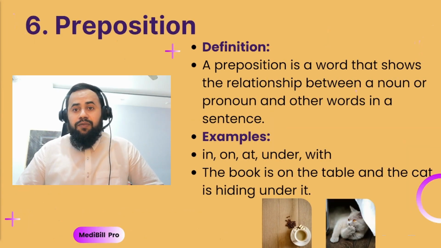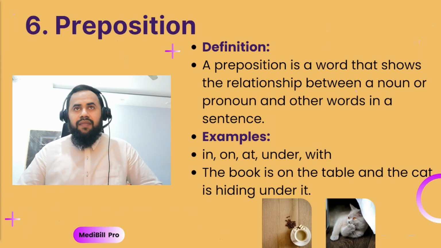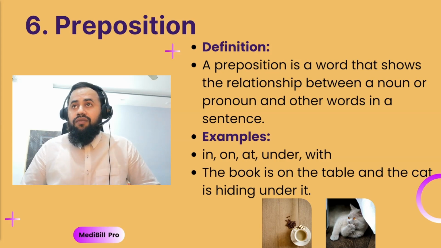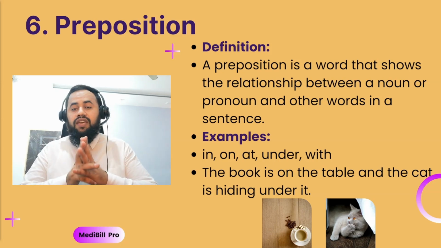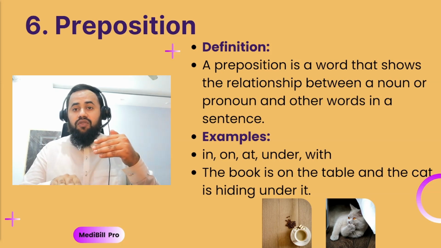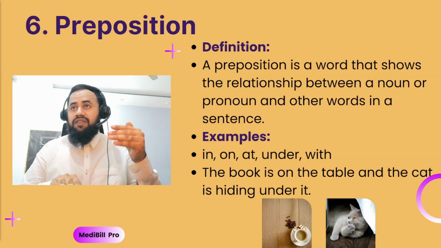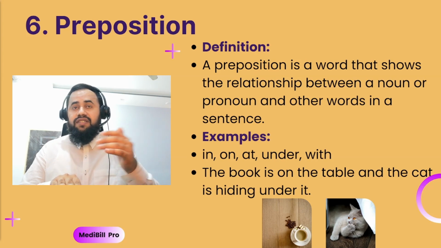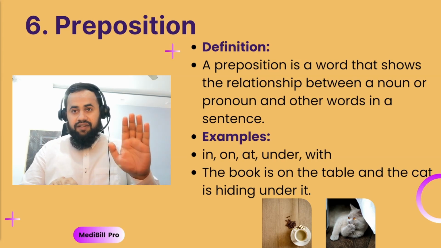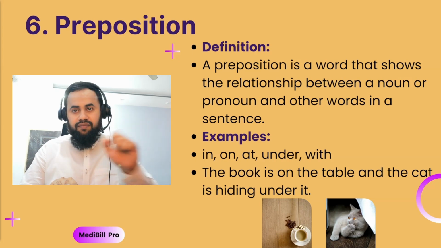Next we have preposition. So what is a preposition? The definition: a preposition is a word that shows the relation between a noun or pronoun and other words in a sentence. Okay, if something is going to show some kind of relationship between a noun or pronoun and other words in a sentence, then that is called a preposition.